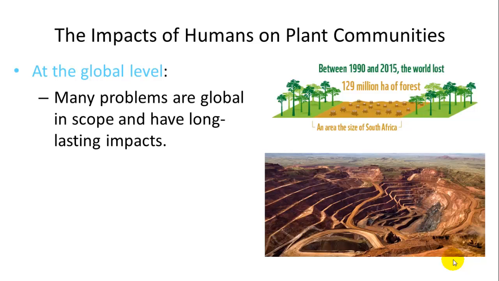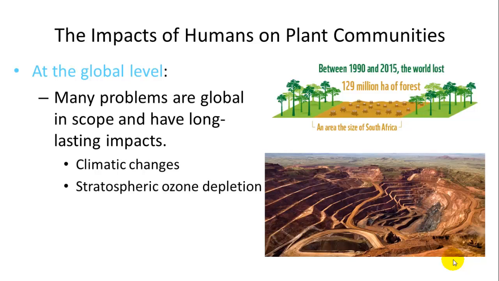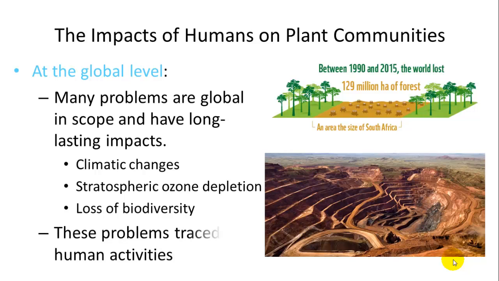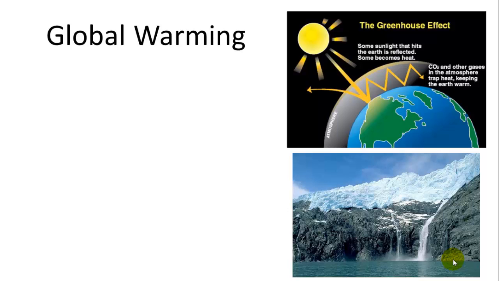Many of them are global in scope. Actually, most of them are more global than they are personal, right? In your everyday life, you don't probably think about the effect of the use of plants, but they have more of a negative impact in global processes than they do in personal, right? So climate changes, stratospheric ozone depletion, loss of biodiversity, these are examples which are traced to human activities which have a global effect. So we'll talk about some of these.